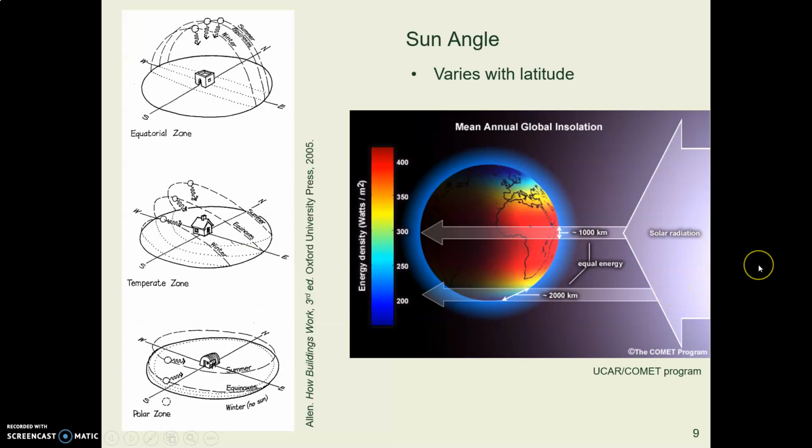And the sun angle also varies by latitude. That is, if you're at the equator, you're going to get a lot more solar radiation than if you're up here in the higher latitudes like Oregon, Washington, Canada.